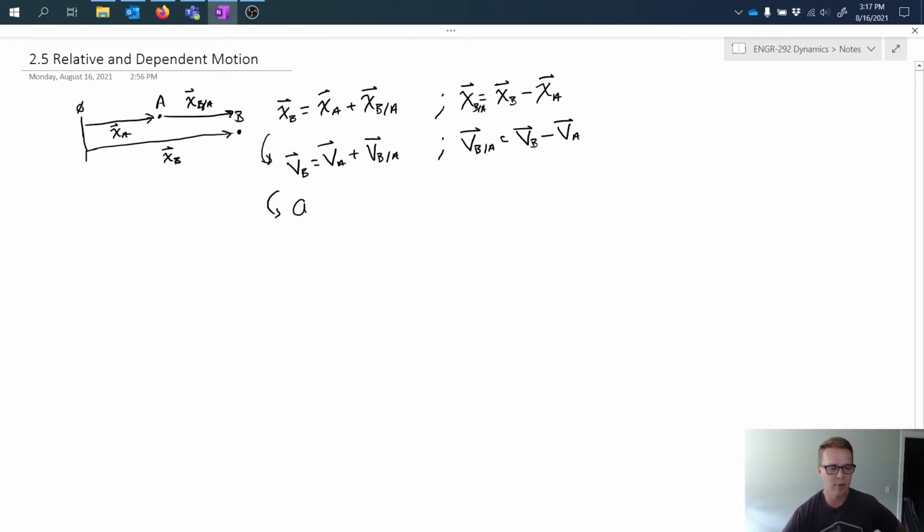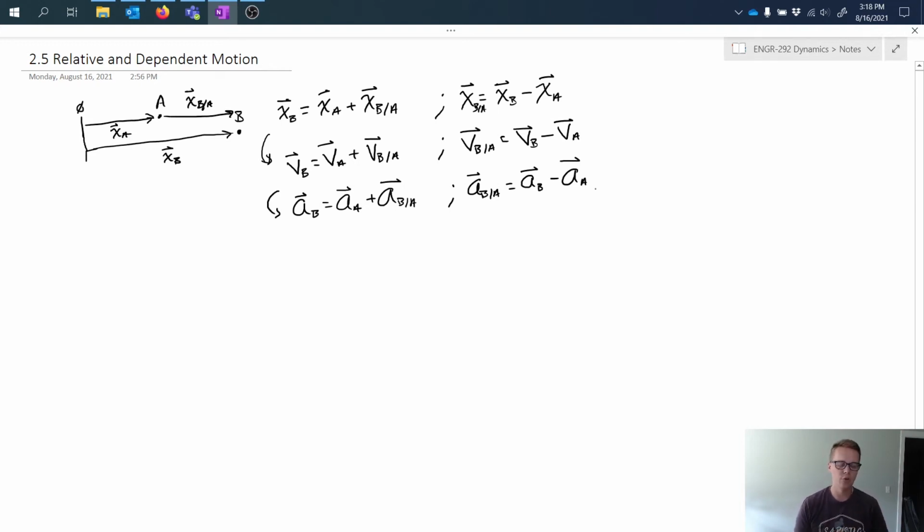Similarly, I could take another time derivative and write all of these same equations in terms of acceleration as vector additions in the same way. Oops, I did that incorrectly. There we go. And that can be particularly useful then for analyzing how things are moving relative to one another.